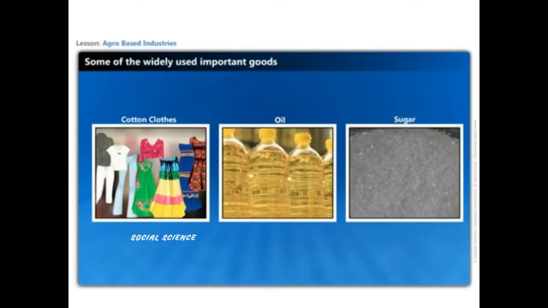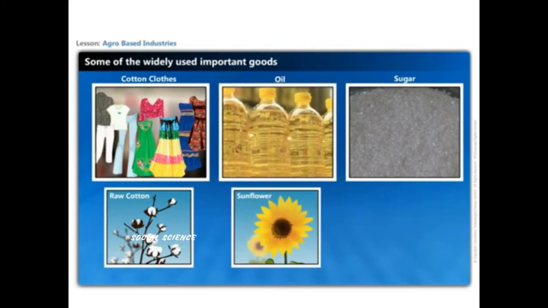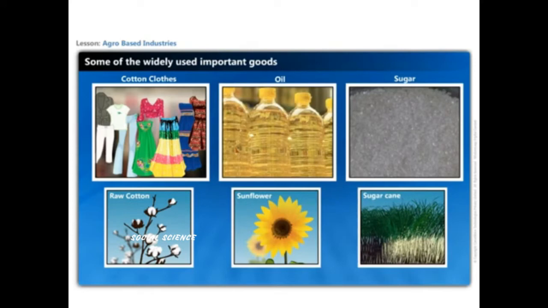What are these materials made up of? These cotton clothes are made up of cotton fiber. The oil in the can is made up of sunflower. The sugar in the packets is made up of sugar canes. Do you see any similarity in all these products?